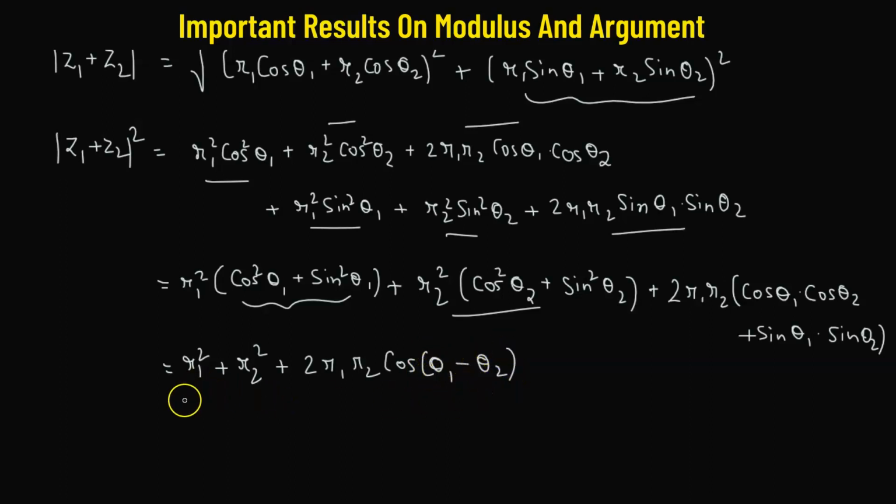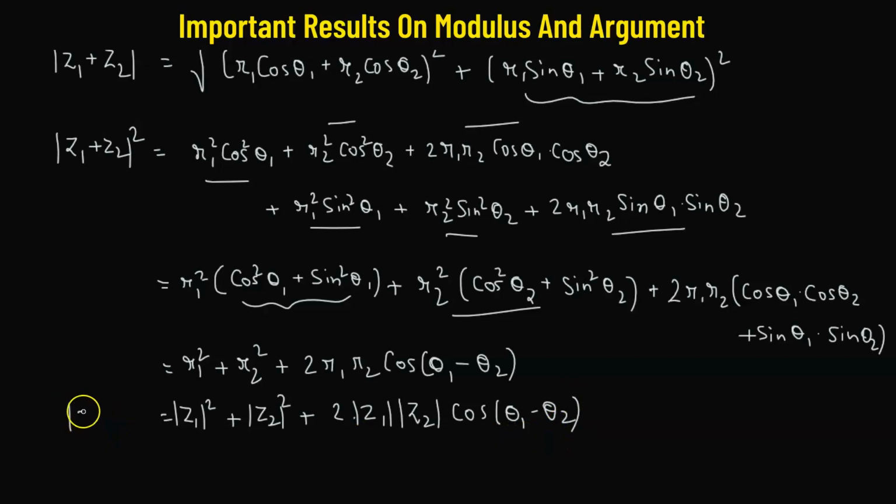And finally what we can do, we can replace r1 squared with absolute value of z1 squared. We have already obtained this in equations 3 and 4. Plus absolute value of z2 squared plus 2 times absolute value of z1 times absolute value of z2 times cosine of theta 1 minus theta 2. So this is the value of absolute value of z1 plus z2 squared. So we have obtained the first part. So we have successfully shown that this expression holds true.